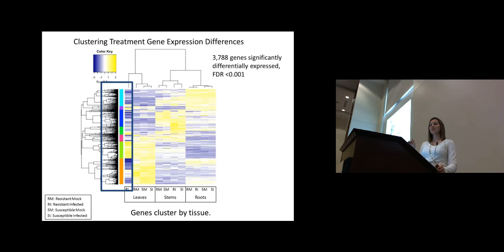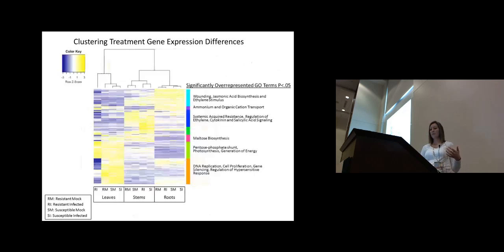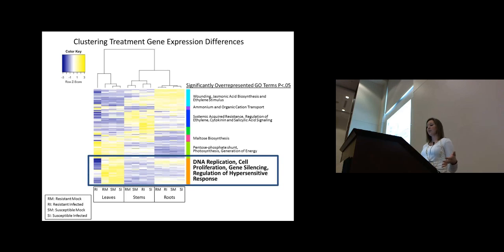Again, the heat map was clustered by expression, so genes with similar expression patterns are grouped together. We have 7 different expression clusters. We can look at what these genes do by looking at the gene ontology again. And the largest category is DNA replication, cell proliferation, gene silencing, and the regulation of the hypersensitive response.